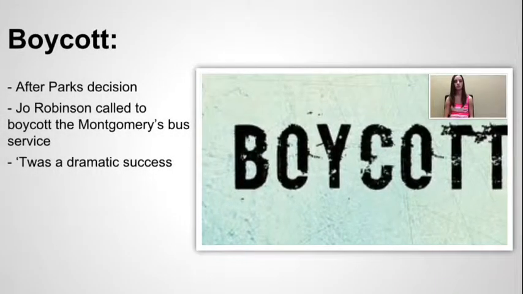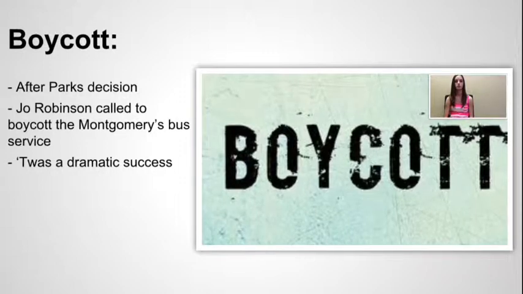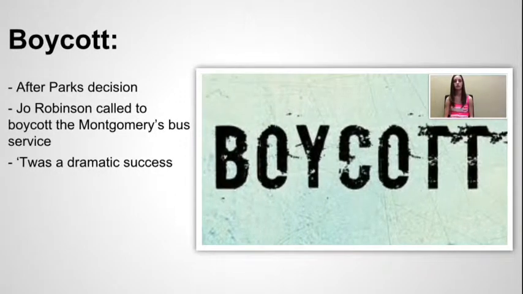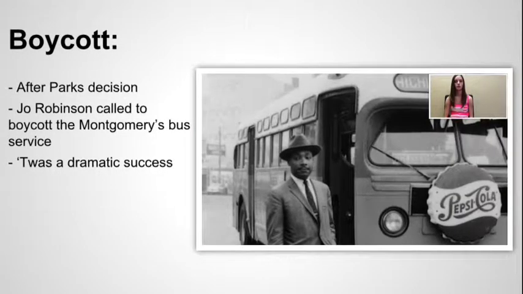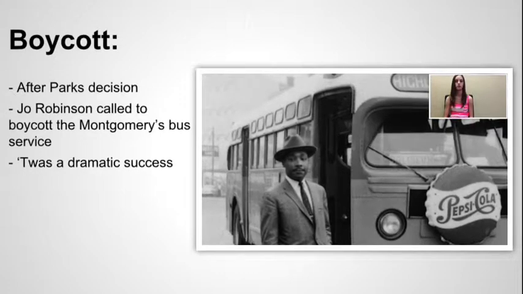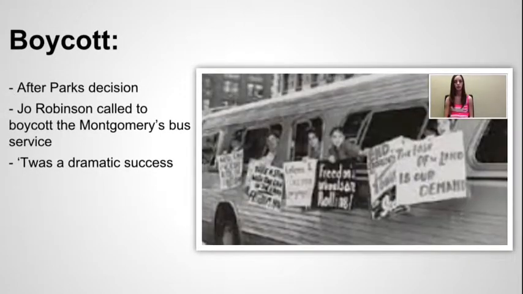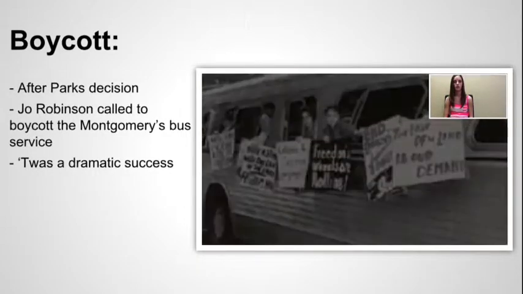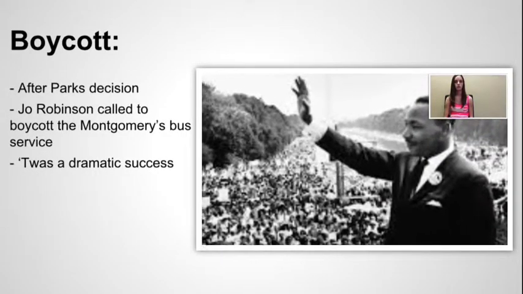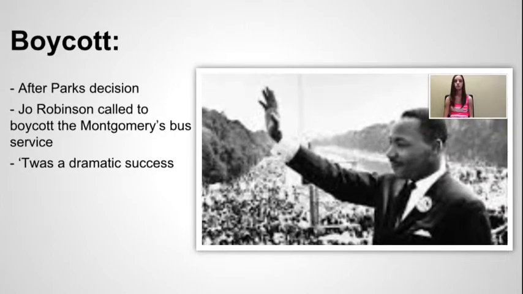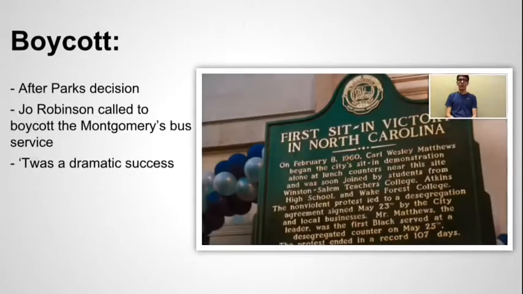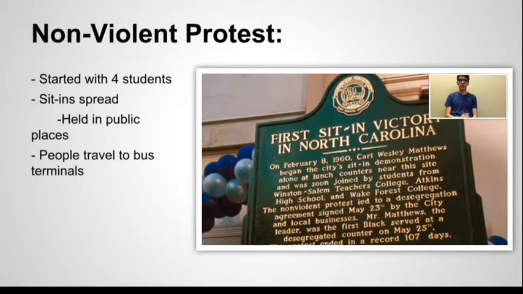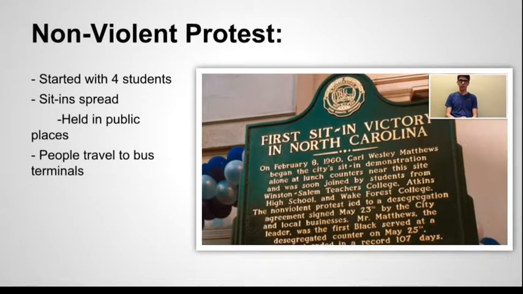After Parks' decision to challenge segregation of public transportation, Jo Ann Robinson called for a boycott of Montgomery's buses on the day Rosa Parks appeared in court. The boycott was a dramatic success. African Americans joined the boycott and elected a 26-year-old pastor named Martin Luther King Jr. to lead them. Starting with just four students, a new mass movement for civil rights had begun.